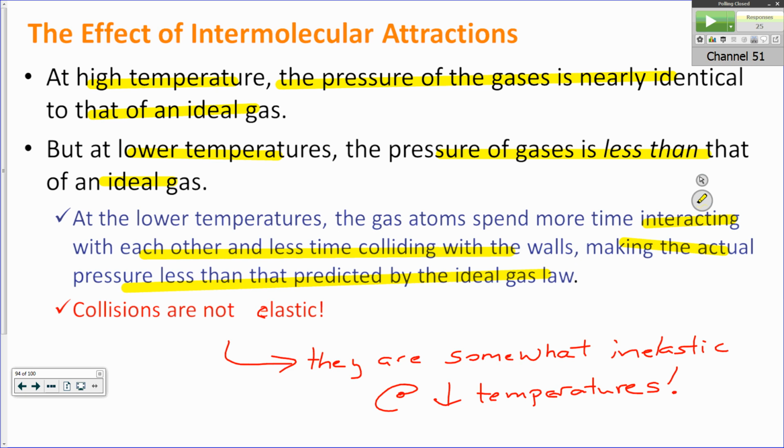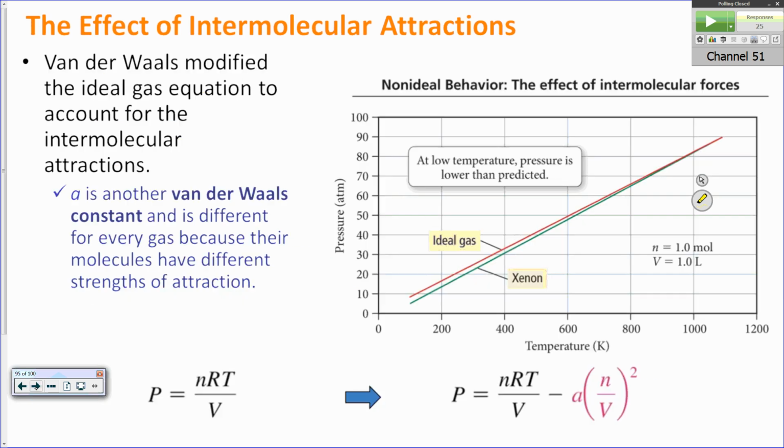And there's a typo in the notes. So right here I put collisions are not, and it says inelastic. It should be elastic. Collisions are not elastic like we think they were. They're not like pool balls completely, especially at low temperatures. They're a little bit inelastic, and they become more so when you reduce the temperature down. Okay? So there's a correction term that we have to put in if we're in the world of low temperatures.